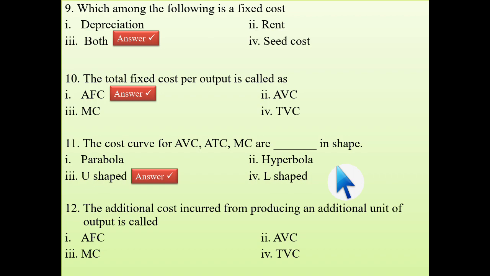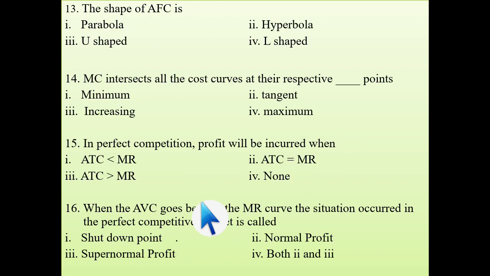Hyperbola. The 12th question says, the additional cost incurred from producing an additional unit of output, that is called marginal cost. Okay. Coming to the 13th question, the shape of average fixed cost, just as I have discussed now, is hyperbola shape. Okay. The 14th question says, the marginal cost intersects all the cost curves at their respective dash points.